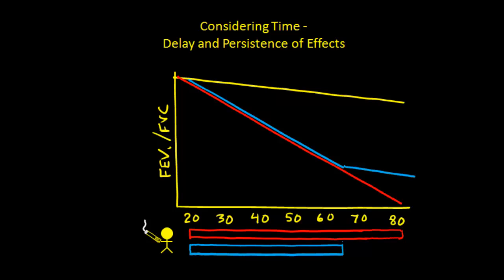But the thing to notice here is that the FEV1 to FVC ratio that they've lost because of their smoking never comes back. So the effect here is permanent. There is no getting back the FEV1 to FVC ratio that they have lost.